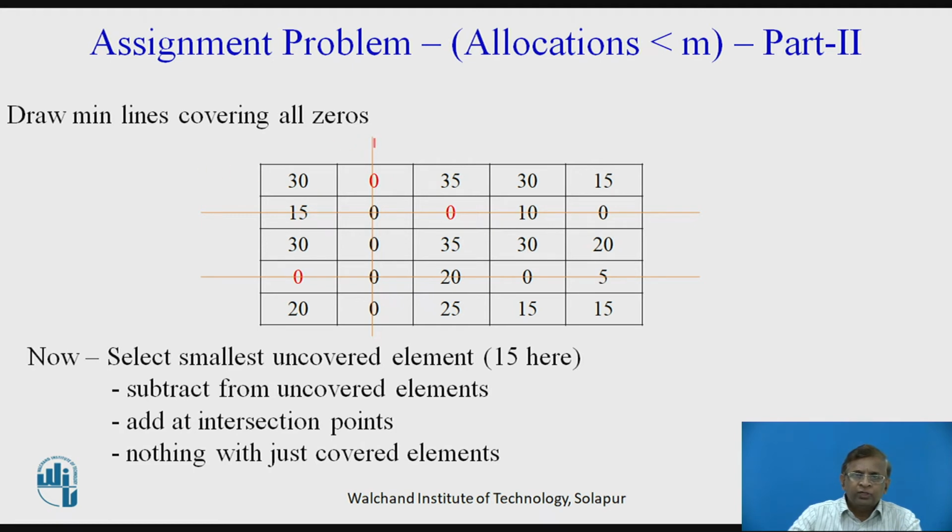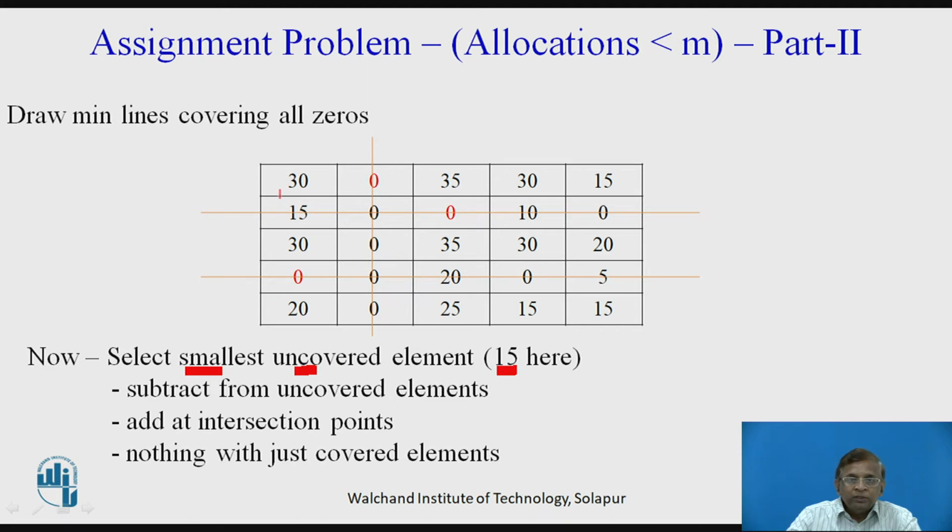we have drawn 3 lines here covering all the zeros for having 3 allocations, but we need 5, as the order of the matrix is 5 by 5. Here we have the extended procedure to be discussed. We have to look for the smallest element from amongst the uncovered elements in the table, which in this case happens to be 15.